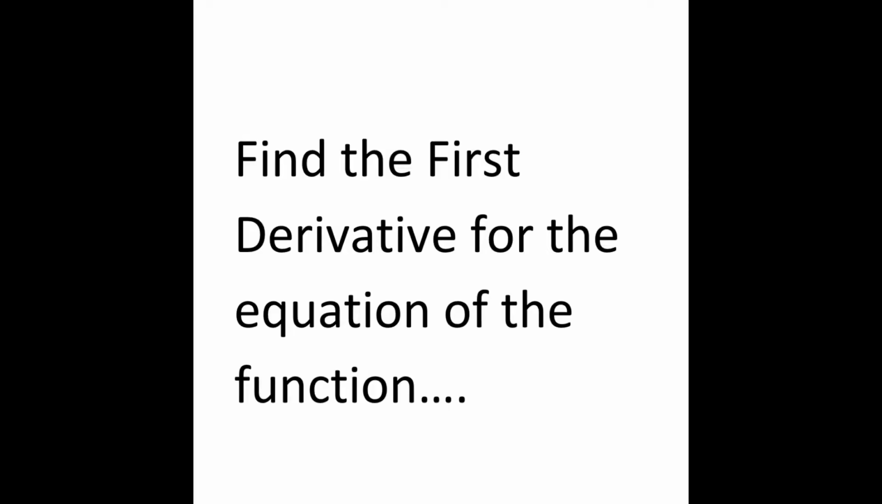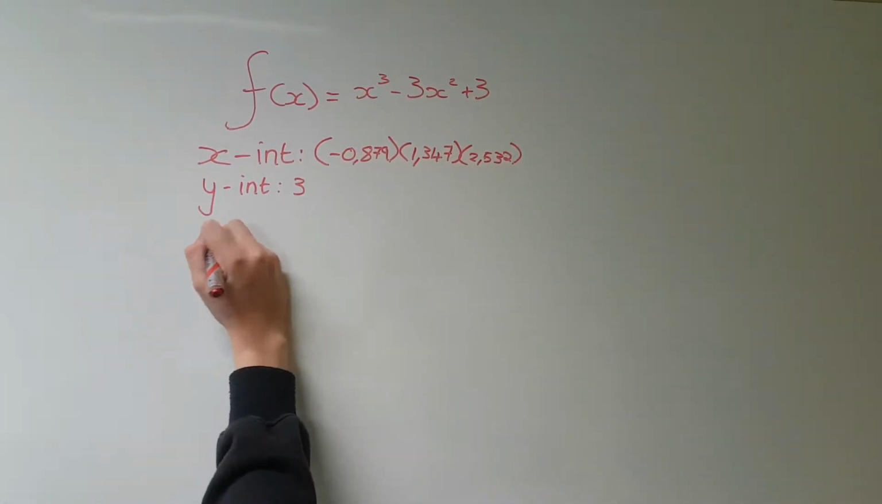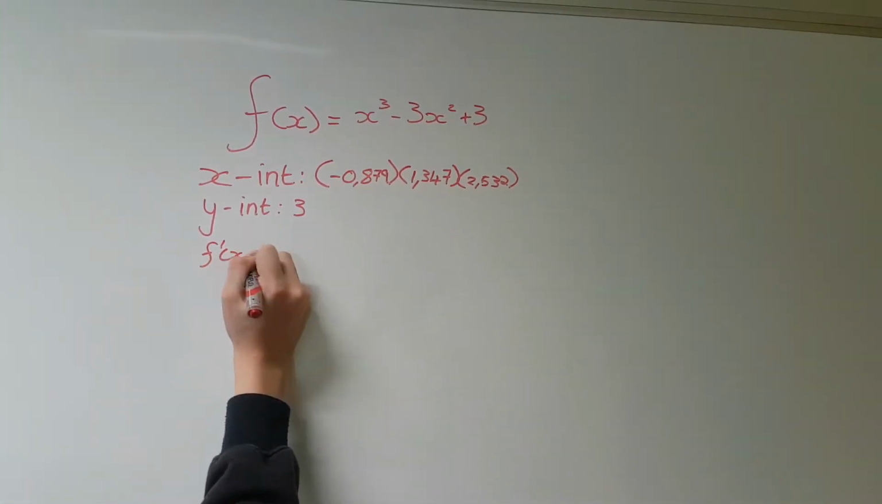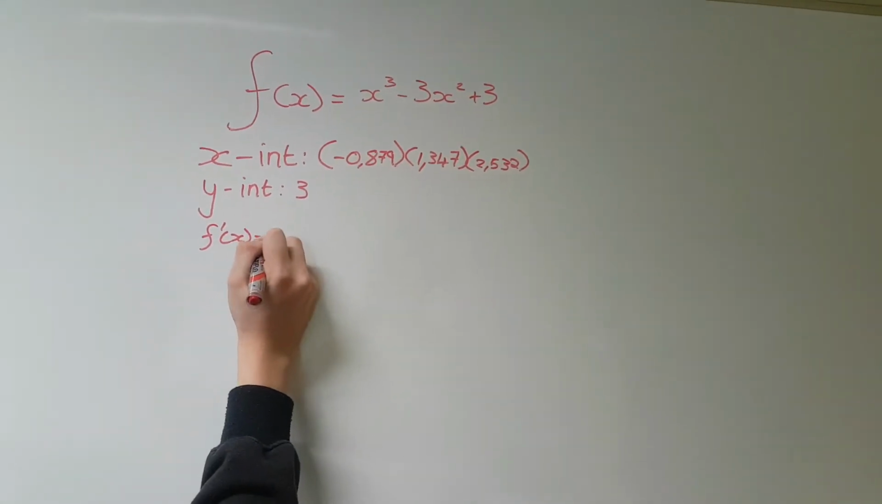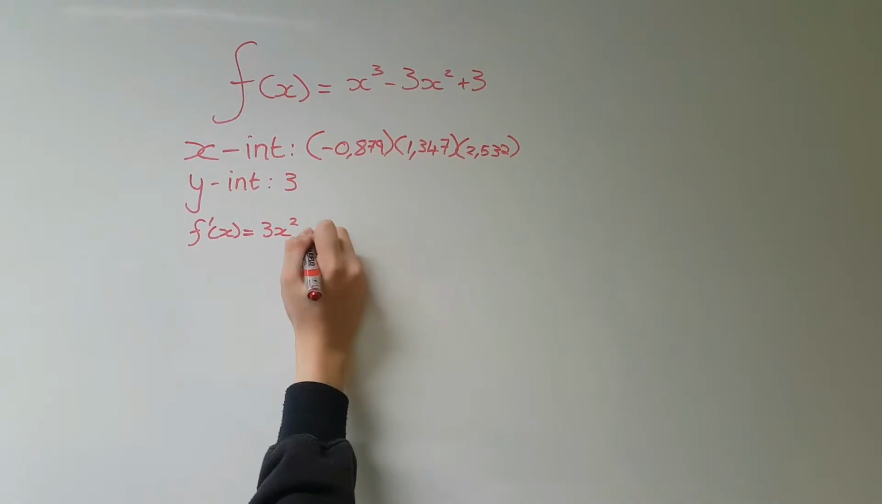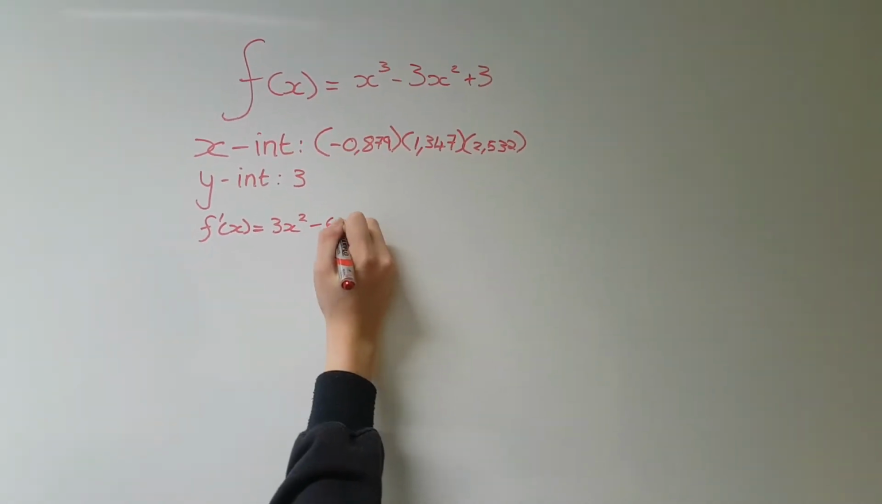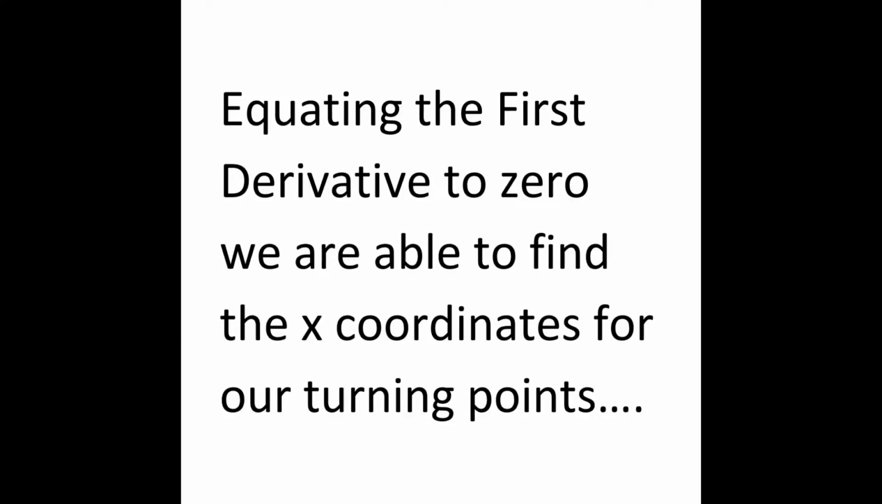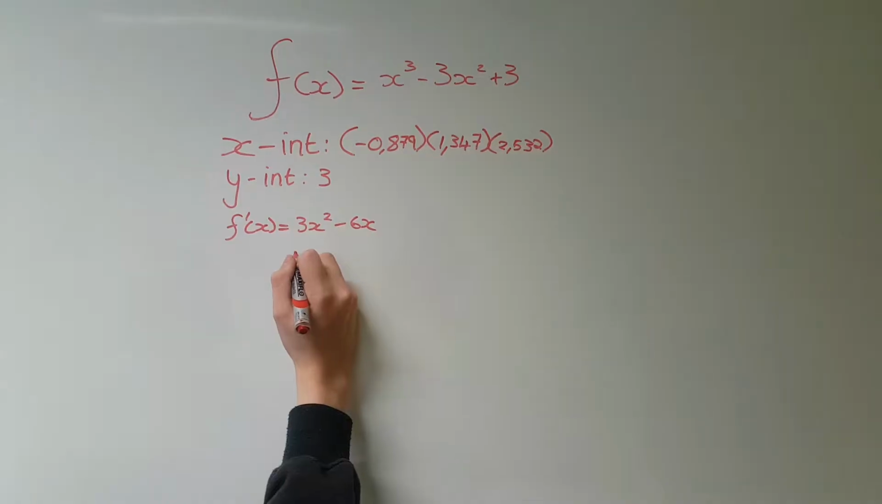Find the first derivative for the equation of the function. f prime of x equals 3x squared minus 6x. Equating the first derivative to 0, we are able to find the x coordinates for our turning points.